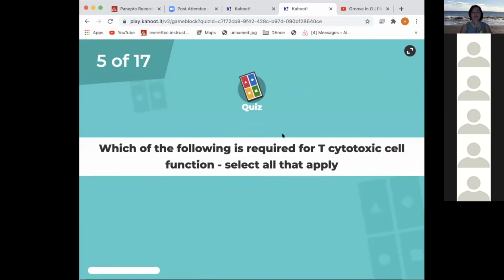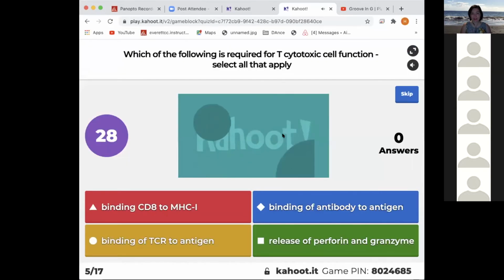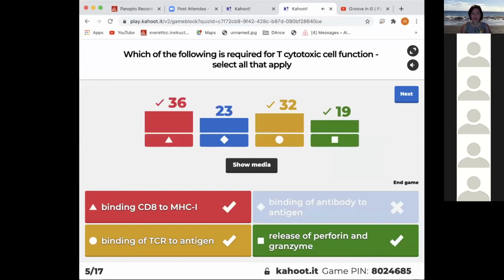Okay, this is a multi-select. Which of the following is required for T cytotoxic cell function? For them to do their job, what do you need? Like all that are true. So all of these are true except not this. Antibodies do not need to bind their antigens for T cytotoxics to do their job.